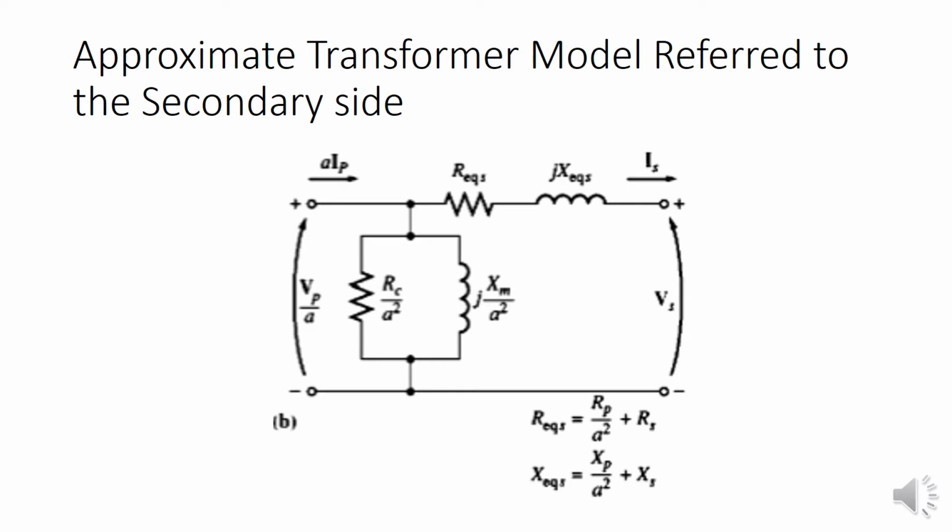And so the primary quantities are Rc and Xm. They have changed to Rc divided by A squared, and Xm has changed as Xm divided by A squared. So in here, the input voltage is Vp divided by A, and input current is A into Ip.